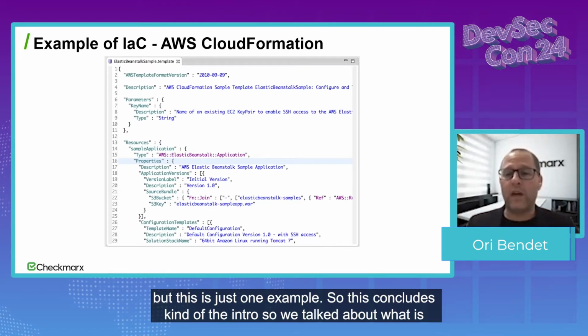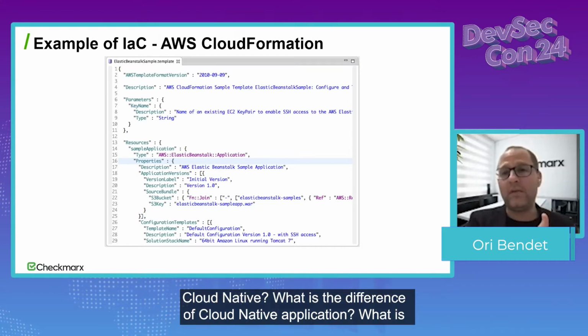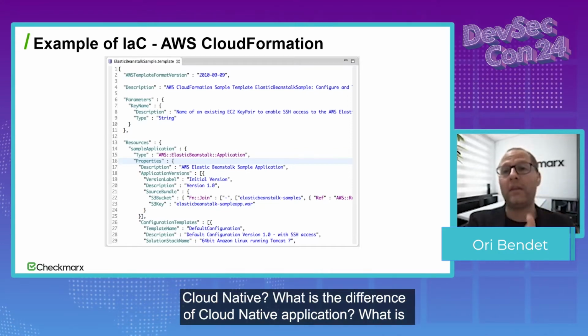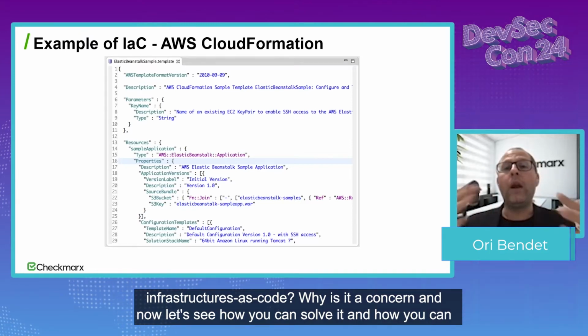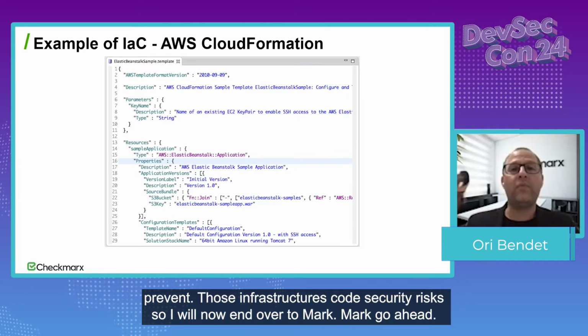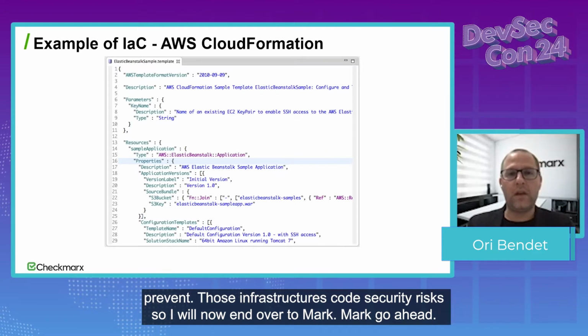So this concludes the intro. We talked about what cloud native is, what the difference of a cloud native application is, what infrastructure as code is, why it is a concern, and now let's see how you can solve it and how you can prevent those infrastructure as code security risks.